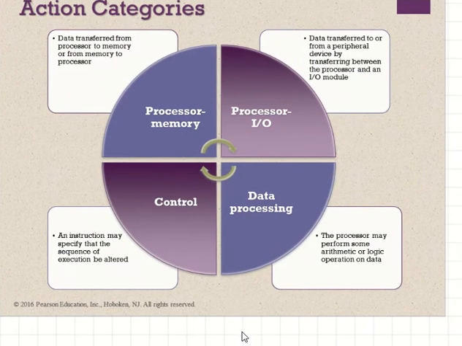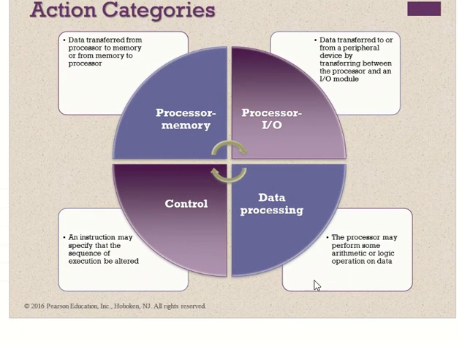What do you mean by action categories? It is like what type of operations are performed by the processor. So what are the actions? There are 4 types of actions we have here. Basically, they are processor memory, processor IO, data processing and control.